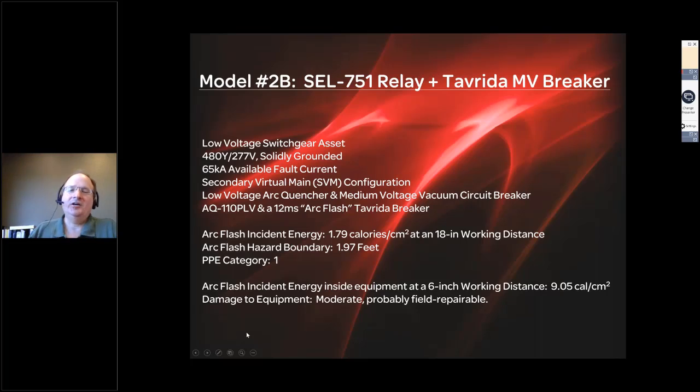We then modeled the SCL relay, same SCL 5 millisecond assertion time arc flash relay, with the Tavrida arc flash circuit breaker. And now what do we get? Less than 2 calories, 1.79 calories, less than 2 feet arc flash hazard, PPE categories gone down, and there's still damage to the equipment, but this equipment, rather than being catastrophically damaged, is only moderately damaged, and it's most probably field repairable. There could be extensive downtime, but it's most likely field repairable.